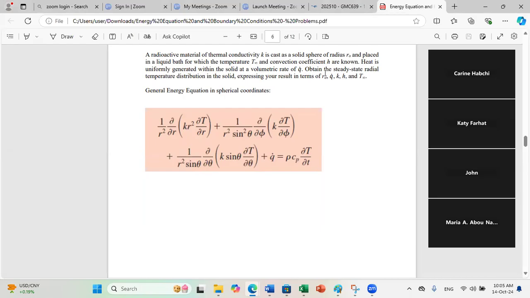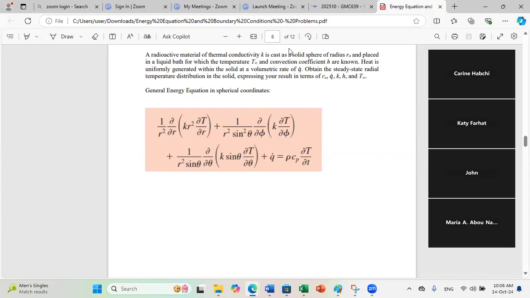Obtain the steady state radial temperature distribution in the solid, expressing your results in terms of R0, the radius of the sphere, Q dot, the volumetric generation, K, the conductivity of the material, H, the convective coefficient, and T infinity, the temperature of the surrounding. Knowing that the general equation in spherical coordinates is given by the following form.